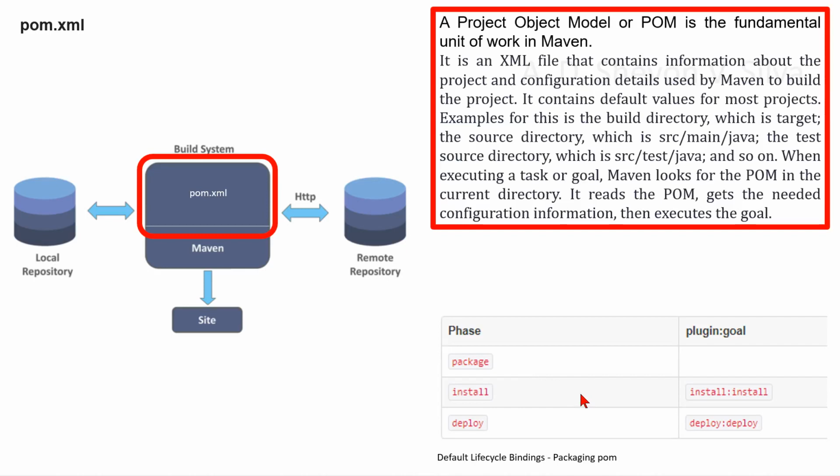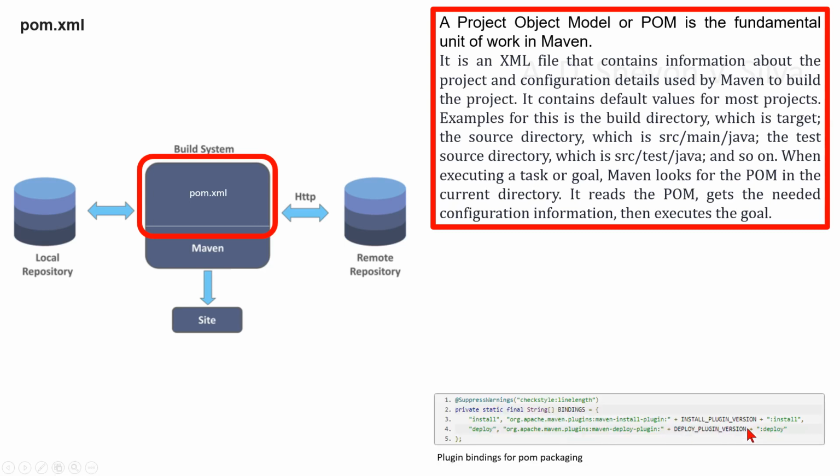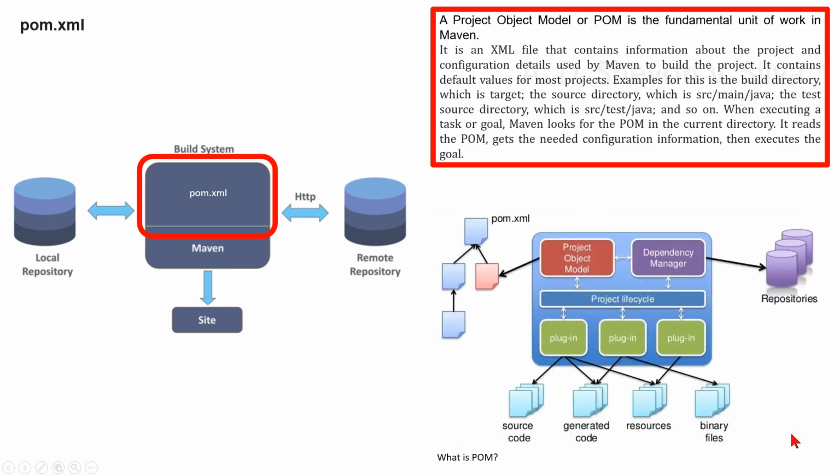Here you can see the default lifecycle bindings, packaging pom. Here you can see the phases and the plugin goals: package, install, deploy. Here you can see the plugin bindings for packaging: the Maven install plugin's install and the Maven deploy plugin's deploy. Here you can see this diagram shows what is POM. Here you can see the pom.xml.